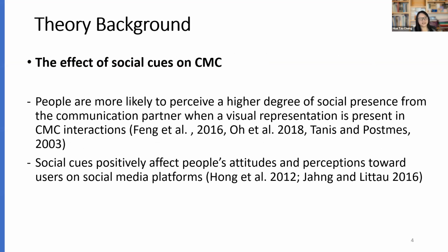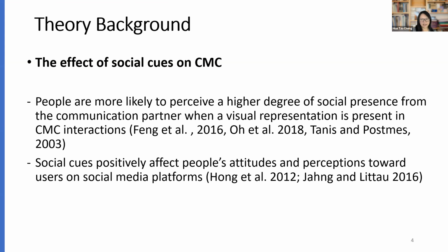Another relevant theory is the effect of social cues on CMC. When a conversation partner conveys social cues about their personal identity, such as displaying a profile photo, the first name, or even a short biography, people perceive a high degree of social presence, so they are more likely to form a positive impression and reduce the feeling of ambiguity toward their conversation partner. And in the context of social media, several studies have used personal profiles to evaluate the effect of social cues on social media users. The results show that social cues positively affect people's attitude and perception toward the use of social media.